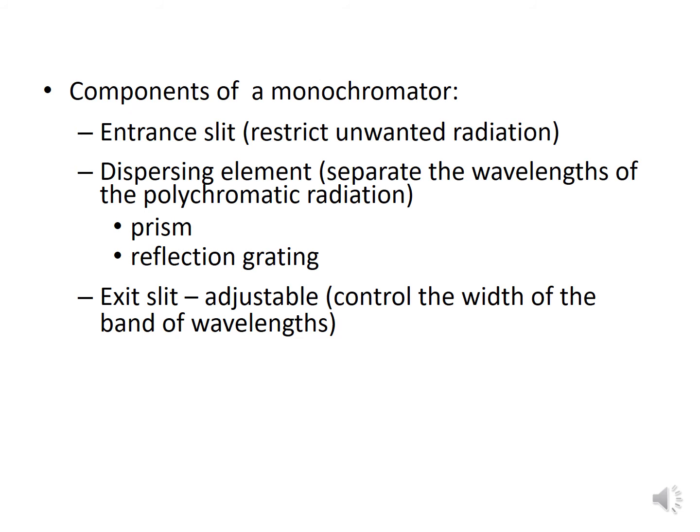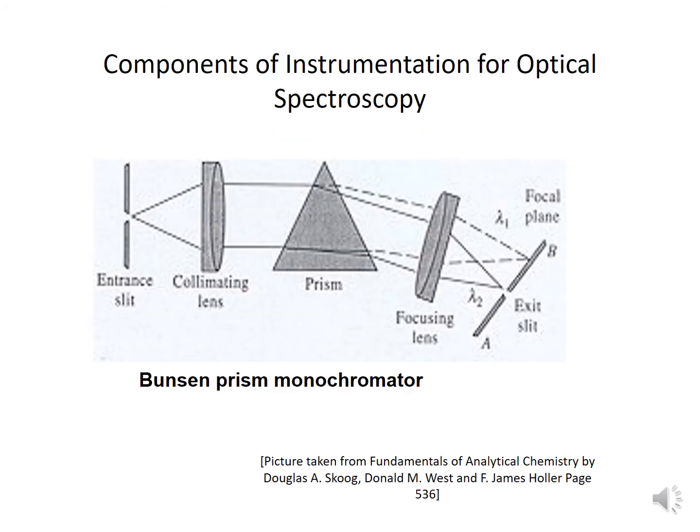Okay, and next is the exit slit. This is just adjustable, so it will control the width of the band of the wavelength. Okay, so next, this is just a very simple optical spectroscopy. You can see that this is the entrance slit and it will pass through the lens, and it will go to the prism and then go again to the focusing lens, and it will go to the exit slit here.